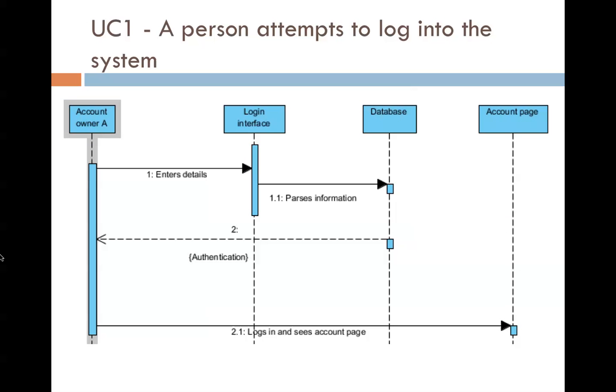In this section, we will be showing the key sequence diagrams of the system. Use case 1. For a user to log in, they would enter their details in the login interface. These details will be passed to the database for authentication. After this, the user is directed to the accounts page.